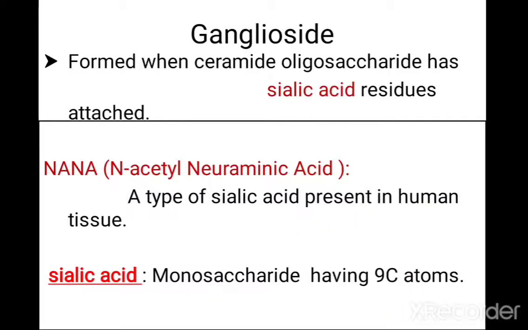So what is a sialic acid? It is a monosaccharide having 9 carbon atoms, that is sialic acid. And N-acetylneuraminic acid is a type of sialic acid which is present in human tissues. So that's all regarding the classification of sphingolipids.